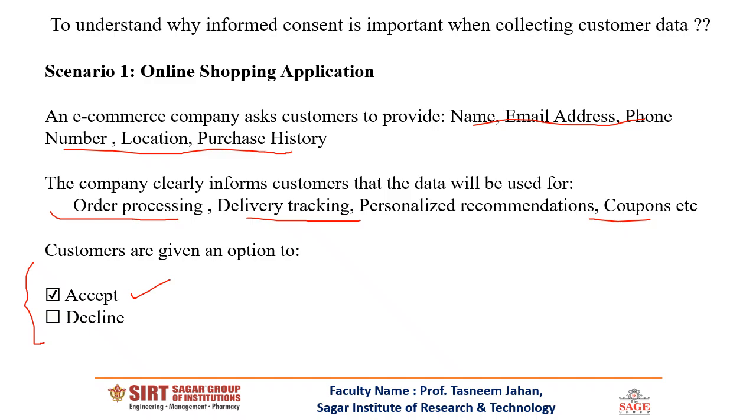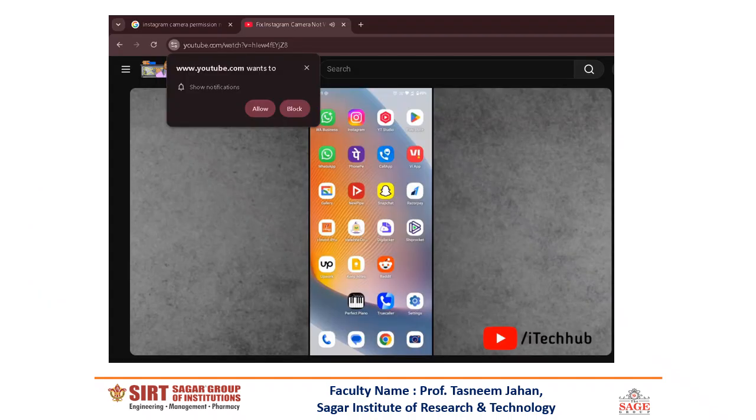This is one form of informed consent. You were informed that your information will be utilized for certain purposes, and you also gave your agreement, saying, yes, go ahead and use my information. So this is one scenario where you are understanding informed consent. See, here are the examples which are illustrating this importance.